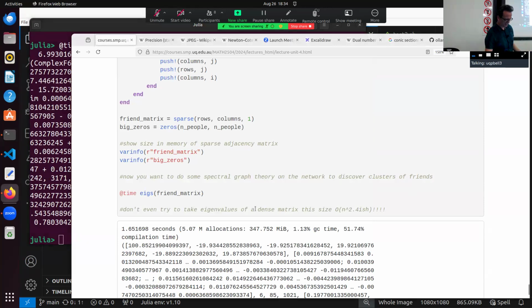Don't even try and take eigenvalues of a dense matrix, because this thing scales like order 2.4-ish. We talked about that before. So it's somewhere between order 2 and order 3. Order 2 would be amazing. That's just reading in the values of the matrix. Order 3 would be doing the naive thing. It's dominated by some matrix multiply somewhere. So this thing scales like matrix multiplication.